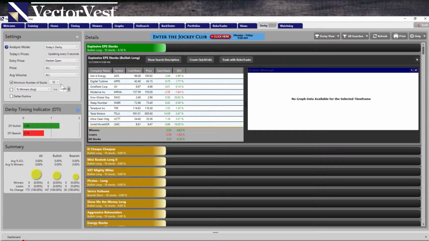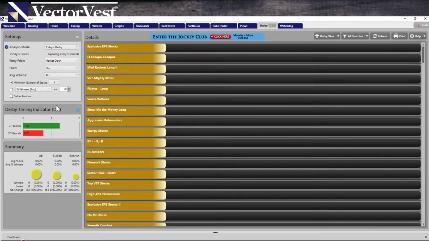I can change that. Maybe I want to look at searches. Now, when I change this, watch this. Notice that we're tracking 175 searches that accommodate price greater than $1, average volume greater than 100,000 shares on a portfolio of 10 stocks. If I change that number to 5, watch the number of searches increase. Now I've got searches that only have 5 stocks that will be incorporated in the number, and now I'm looking at 182 searches.